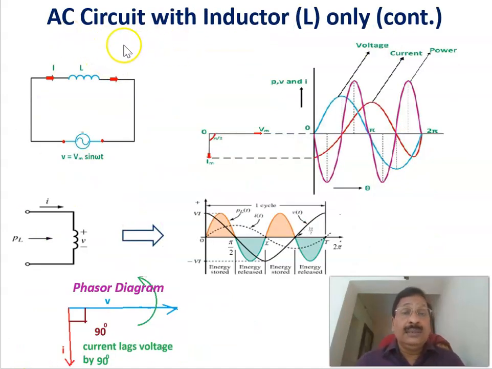Now, continuing with the AC circuit with an inductor only, as we have seen, this is the AC circuit with inductance L only, where the instantaneous current is lagging the voltage by 90 degrees. If you take the product of voltage and current, you get a negative power here, a positive power here, a negative power here, and a positive power here. The area under this power is called the energy. During the positive side, energy is stored in the inductor, and during the negative side, energy is released from the inductor.